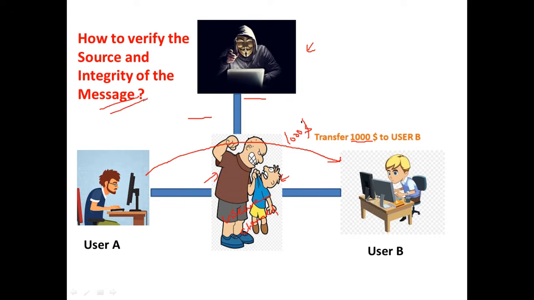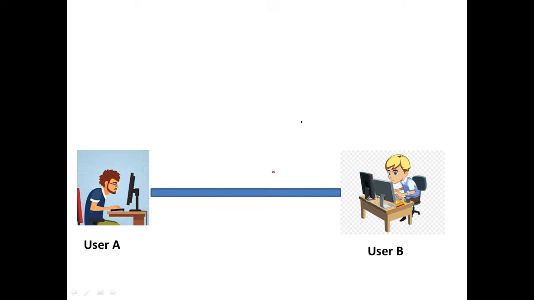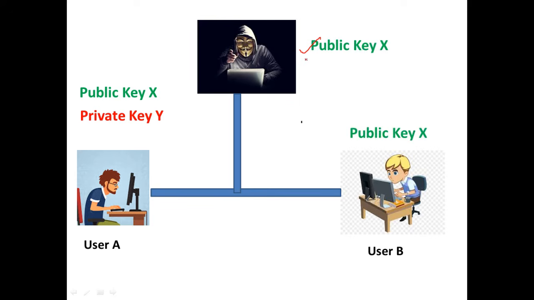We'll now take a look at the solution to this problem using digital signatures at a higher level. Again, we have user A and user B. They are communicating over this insecure channel. So as usual, we have our hacker. The very first step is that user A generates a public key, and he also has a private key. So two keys for this user, and the public key is shared with everyone. It's public, so everyone knows the public key of user A.